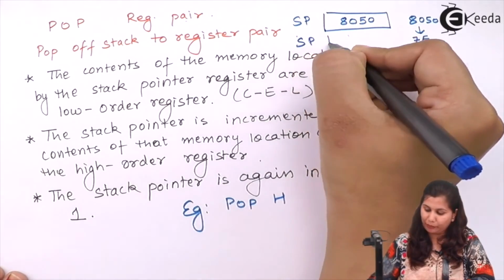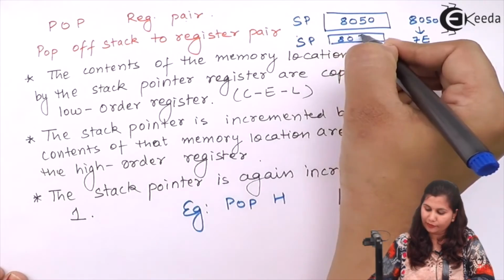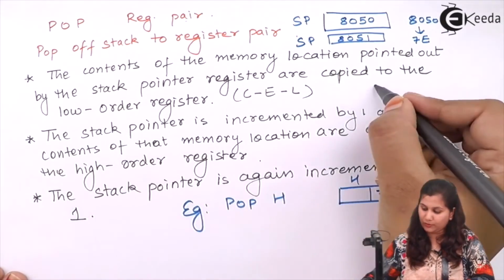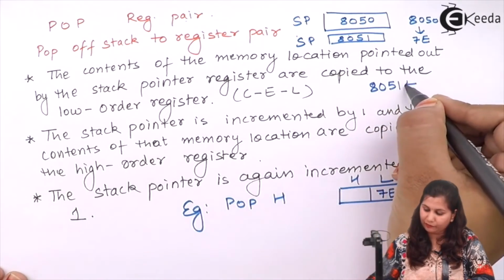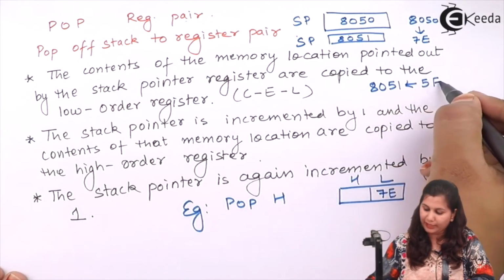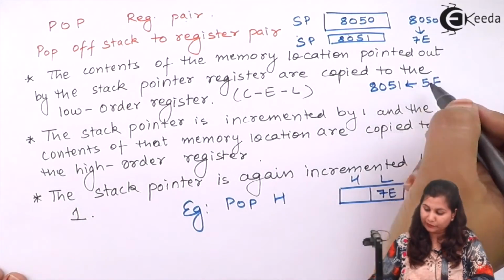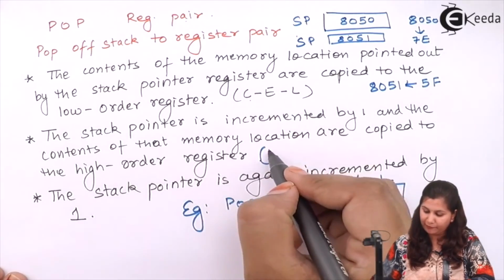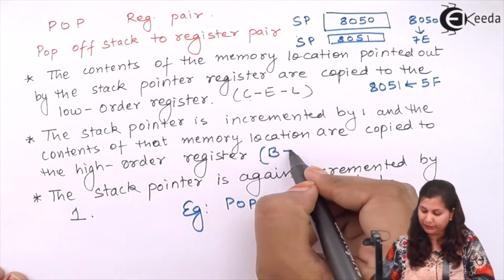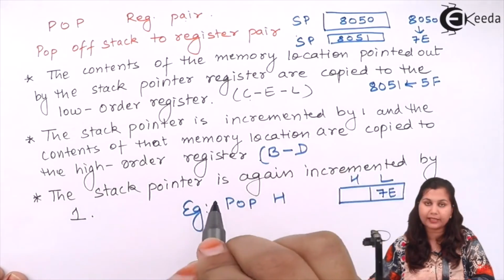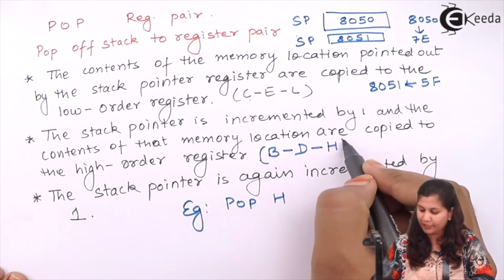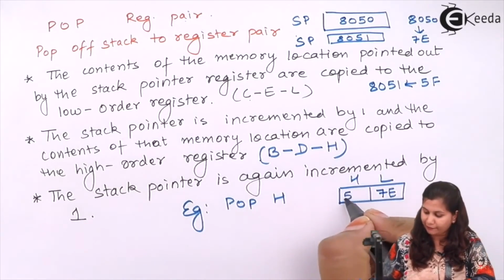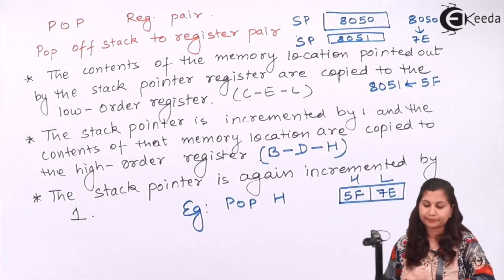So now the stack pointer will become 8051. Now the contents of that memory location, suppose at 8051 we have 5F, will be copied to the higher order register. The higher order register will be B if we have the BC register pair, D if we have the DE register pair, and H if we have HL. So in H, this 5F will be copied.